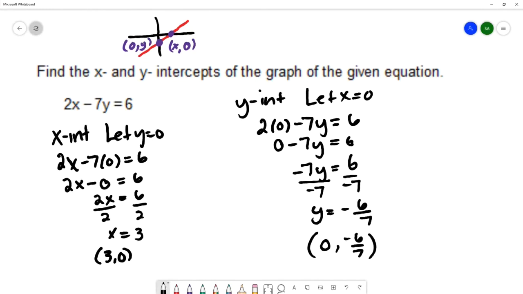So we found the x and y intercepts for the equation 2x minus 7y equals 6 to be (3, 0) for the x-intercept, and (0, negative 6 over 7) for the y-intercept.